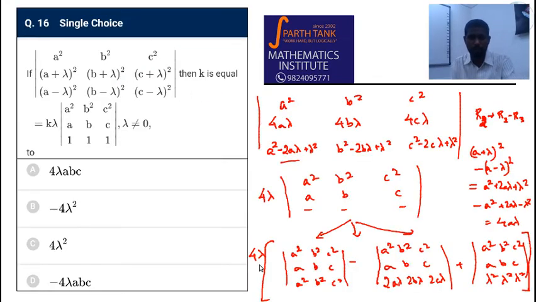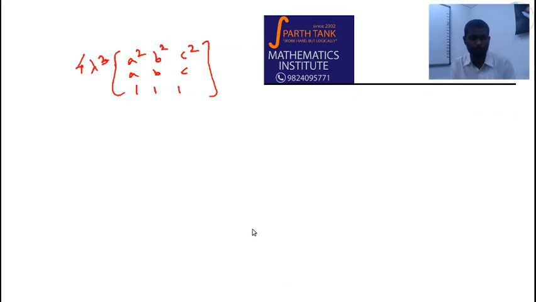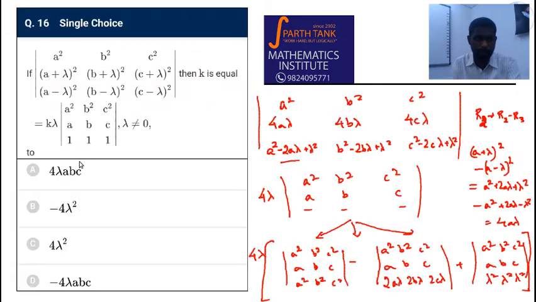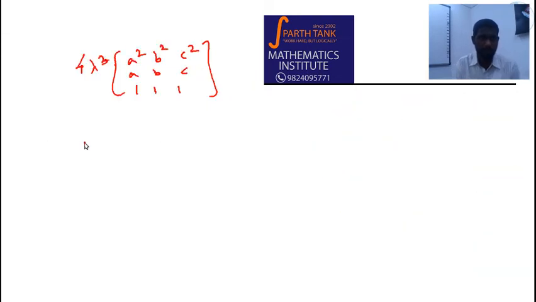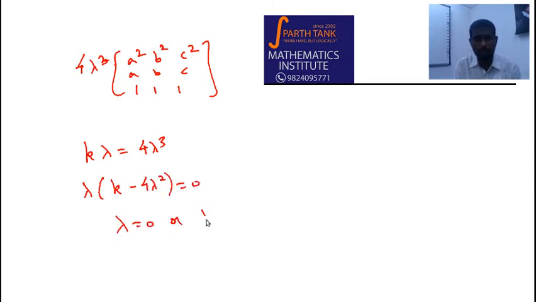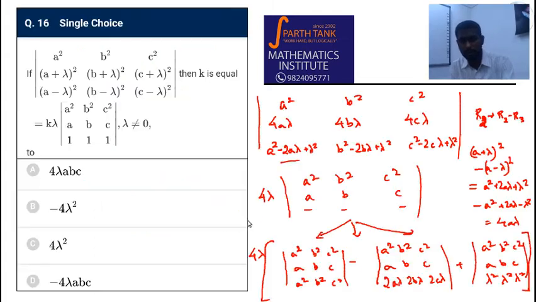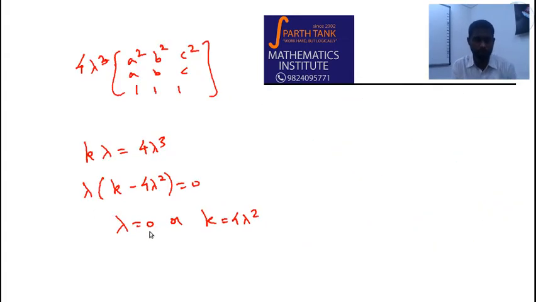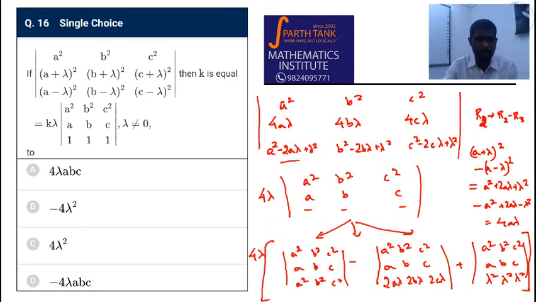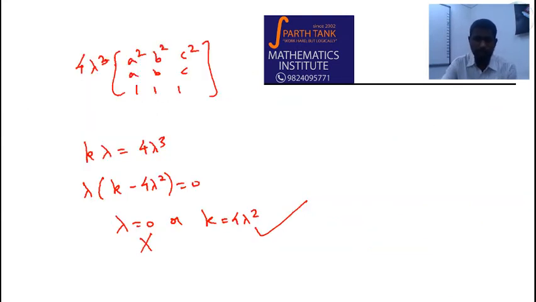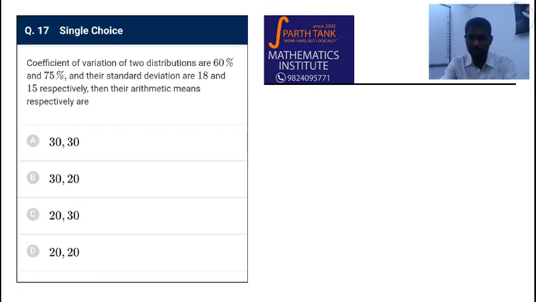Right? Because I already have 4 lambda and I am taking lambda square, I get 4 lambda square. So comparing with this, K lambda is this 4 lambda cube, or lambda into K minus 4 lambda square is 0. Either lambda is 0 or K is 4 lambda square. But they have given us lambda is not equal to 0. So only this. So K is 4 lambda squared, which is option C. Okay? Let us move on to question number 17.